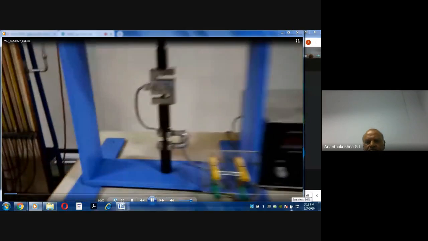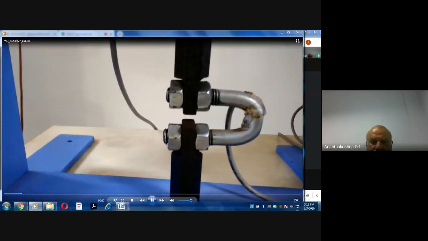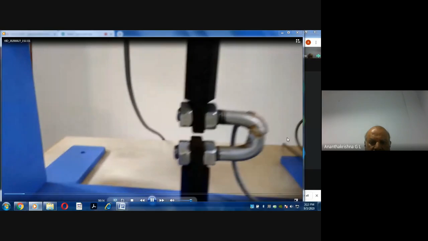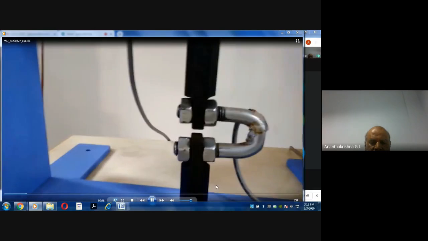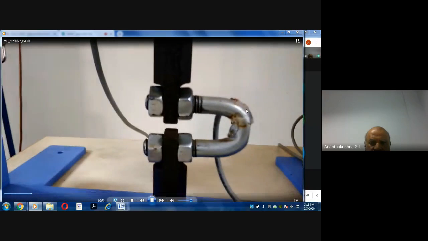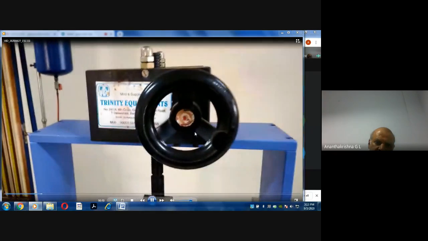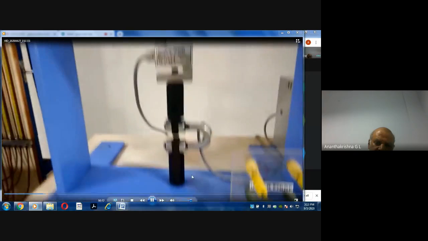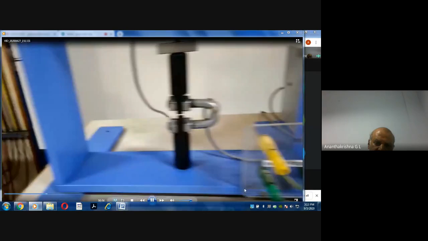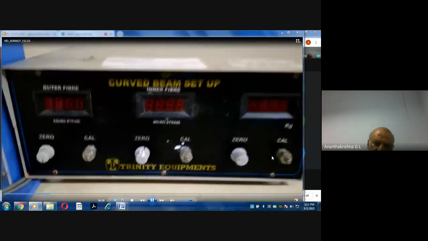So there you have the curved beam whose stresses at inner and outer fiber are to be found out. You have strain gauges fitted at inner and outer fiber of the curved beam to extract the values. That is the load cell, and the load cell is connected to the wheel. Through this wheel, you apply load onto the curved beam. The strain gauges are connected to the indicator. This is the curved beam setup indicator.